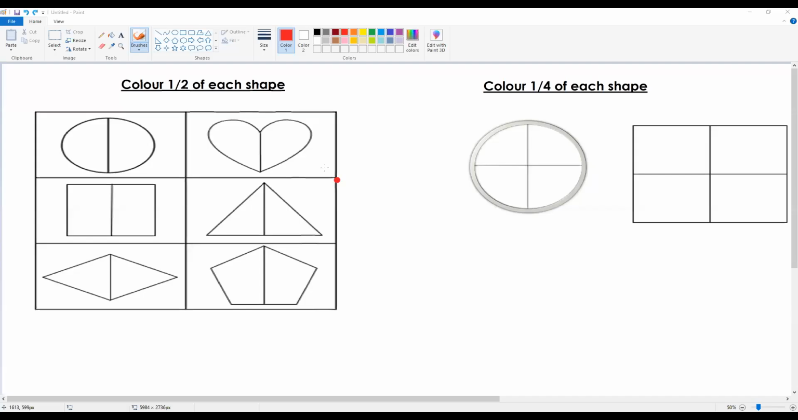So now we will go on to group 2, and I would like group 2 to color each shape to show half and quarter. Group 2, please put on your camera so I can see what you're doing. Miss, can you see? Yes, I am seeing.